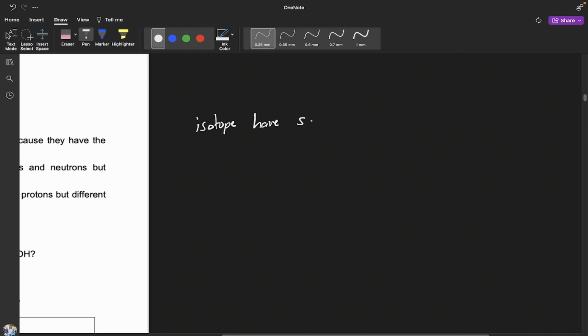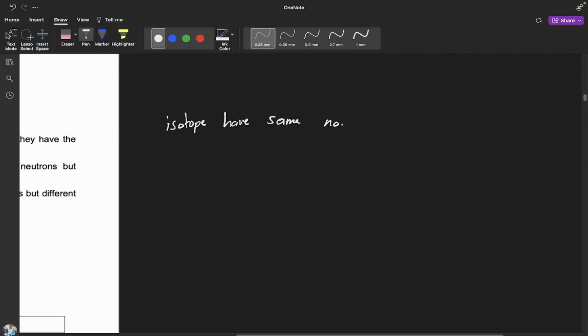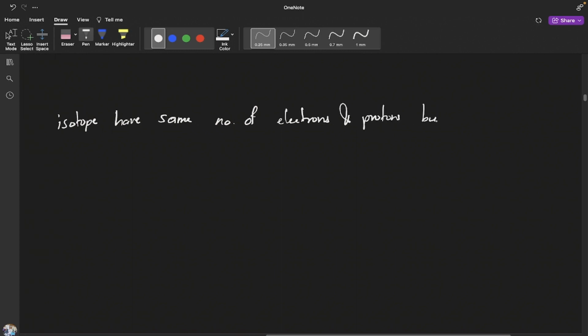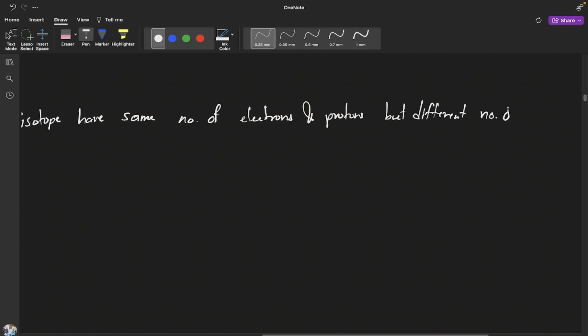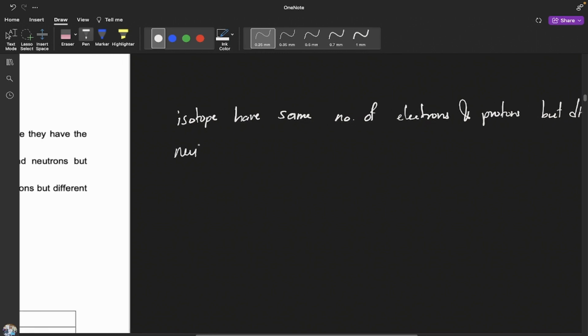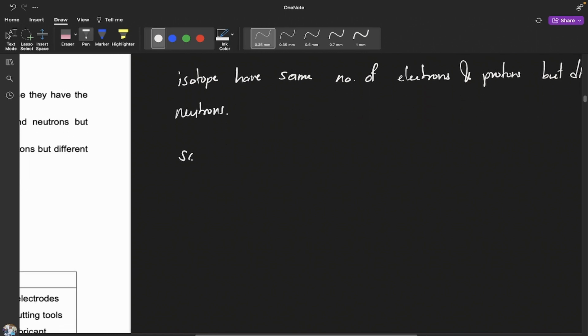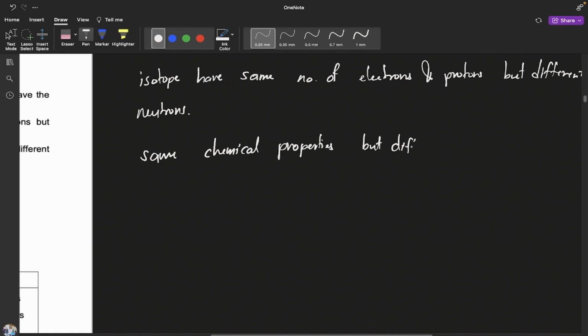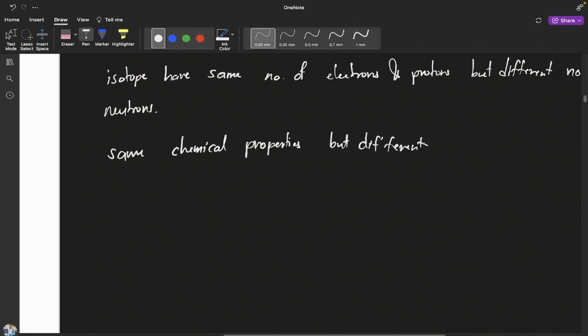have the same number of electrons and protons, but different number of neutrons. In other words, same chemical properties, but different physical properties.